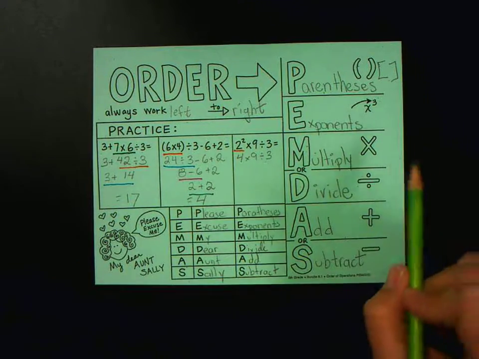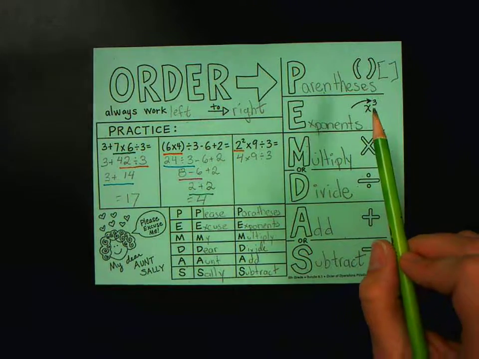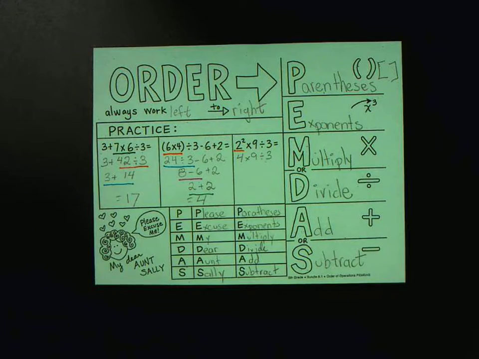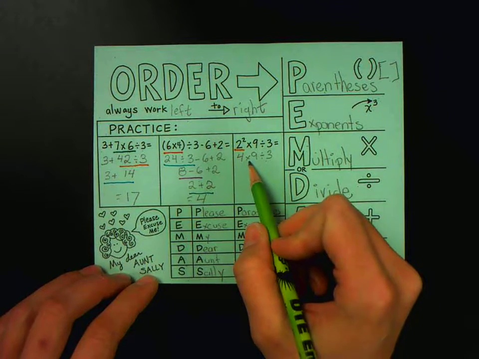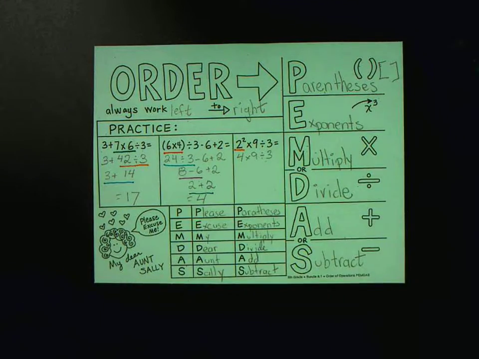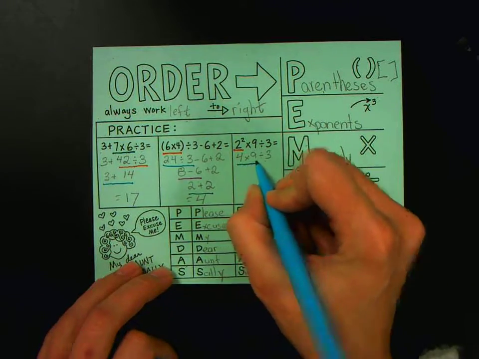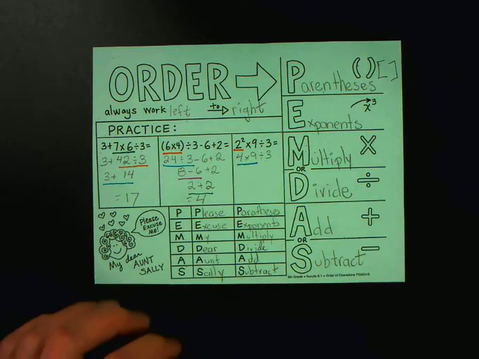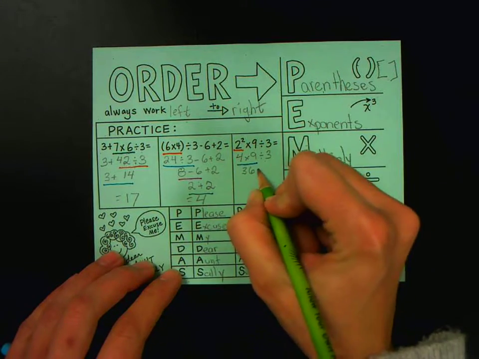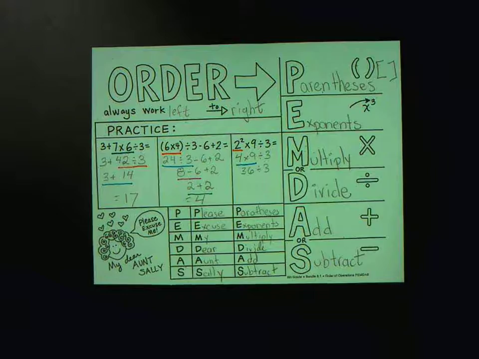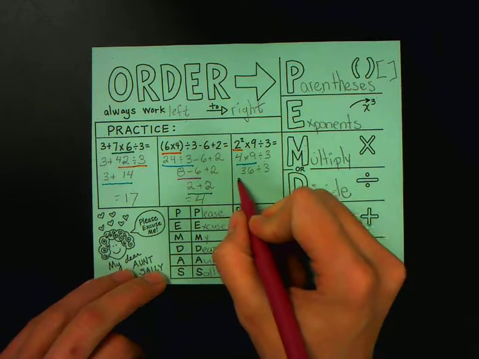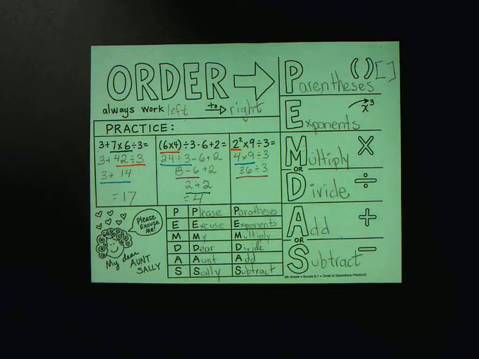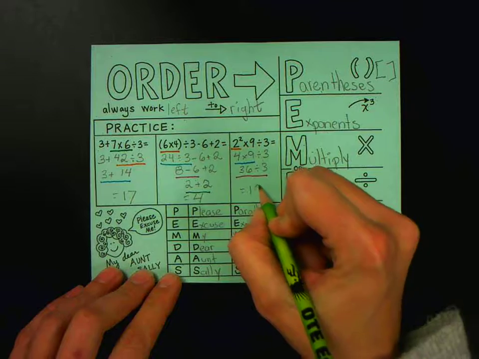In this problem, do I see any more exponents? Nope. Do I see any multiplication or division going from left to right? If I start from the left, the first thing I see is multiplication, so I'm going to multiply 4 times 9, and that's going to get us 36. Bring down everything else. Do I see any more multiplication or division? Yes, I do. I see 36 divided by 3, and that's going to be 12, so your answer is 12.